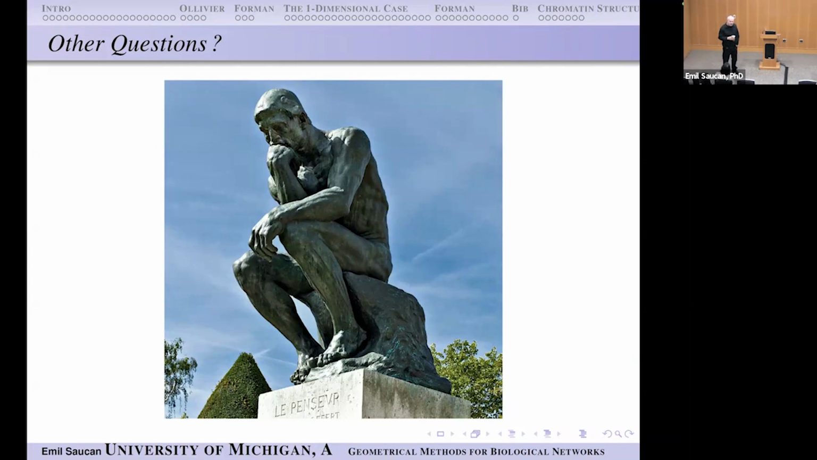It has another advantage which I didn't use here. You have this flow associated with it, so you can predict how things evolve in time using curvature. But that's another topic.